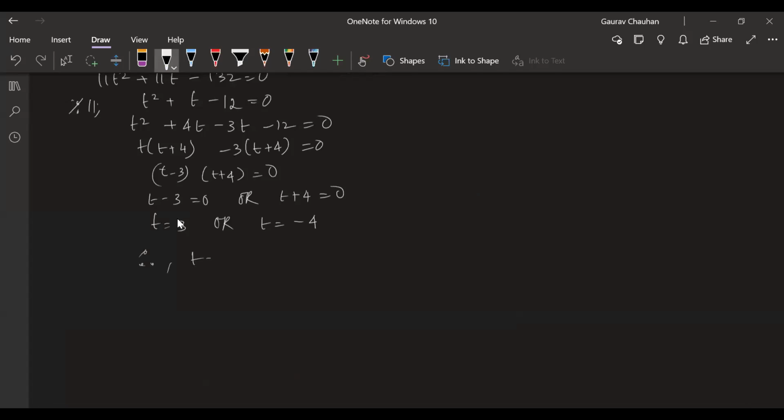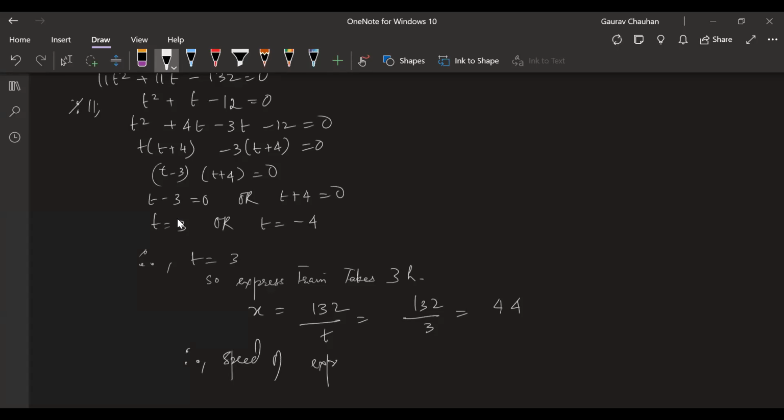Therefore, t is equal to 3. So the express train takes 3 hours. So speed is equal to 132 by t, that's equal to 132 by 3, that's equal to 44. Therefore, speed of express train is equal to 44 kilometer per hour.